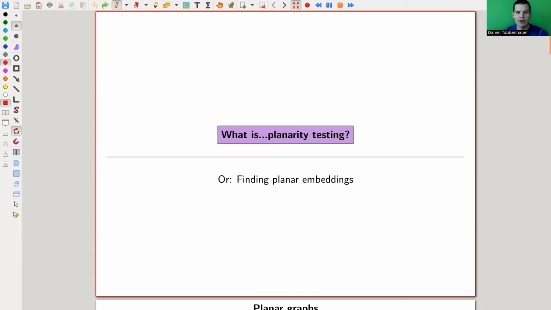Hey, welcome everyone to my continuation of what are my favorite theorems. Very biased collection, of course, as usual. Today I would like to go into a bit more detail about planarity testing. So how can you find a planar embedding of a graph, or how can you test whether a graph is planar or not? Because it's kind of fun. It's ridiculously fast and not so difficult.